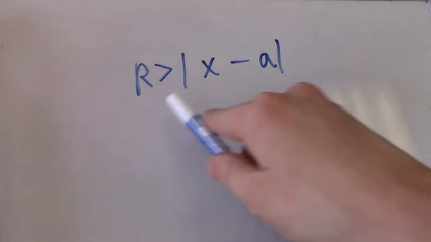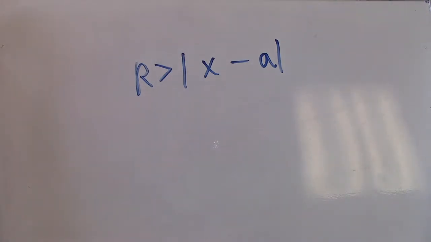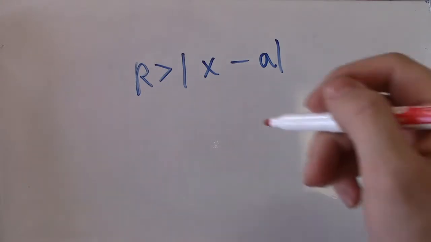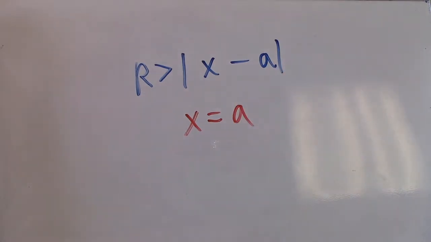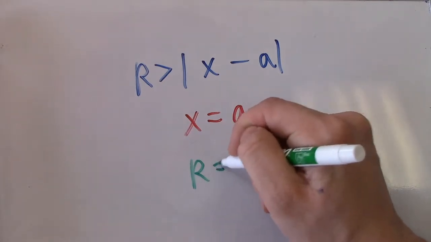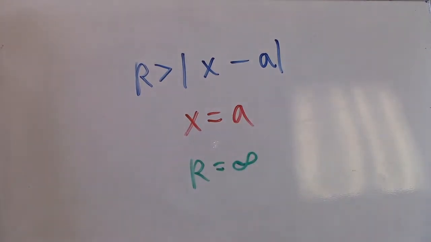Now, the values of r and a vary from series to series. So, it's entirely possible that we'll have a series where it only converges when x is equal to a. On the flip side, it is also entirely possible that it will converge for all values of x. So, i.e., our radius of convergence is equal to infinity. It always converges. Now, this brings up the question of how do we find the radius of convergence? Well, to do that, I need to introduce the ratio test.